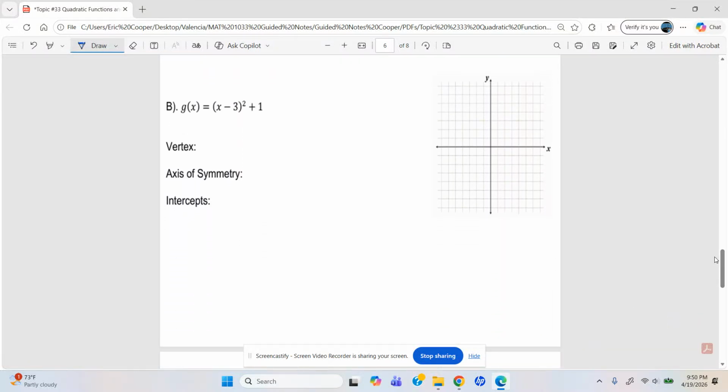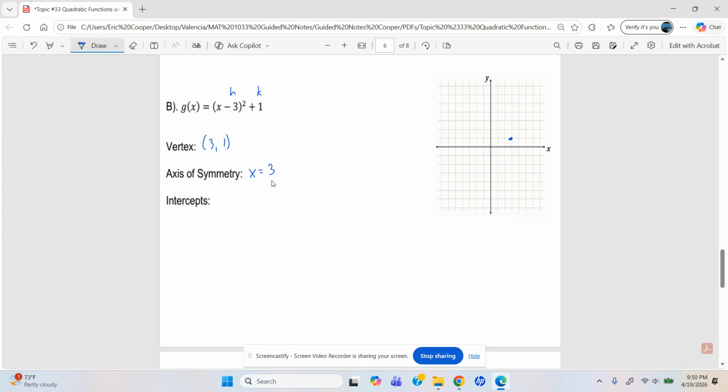Let's show you what we mean here. In this case, when we ask for the vertex, we don't really need to go through much. This is our h, and this is our k. Here our h looks negative, so our vertex is at 3, 1. So 1, 2, 3, and 1 here. The axis of symmetry will be at x equals 3.